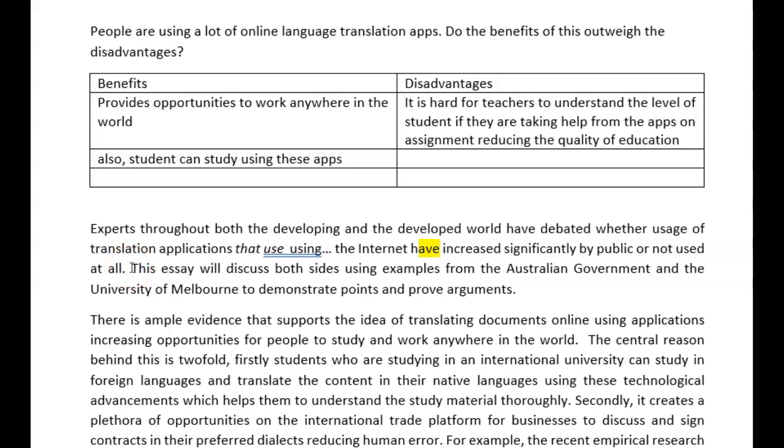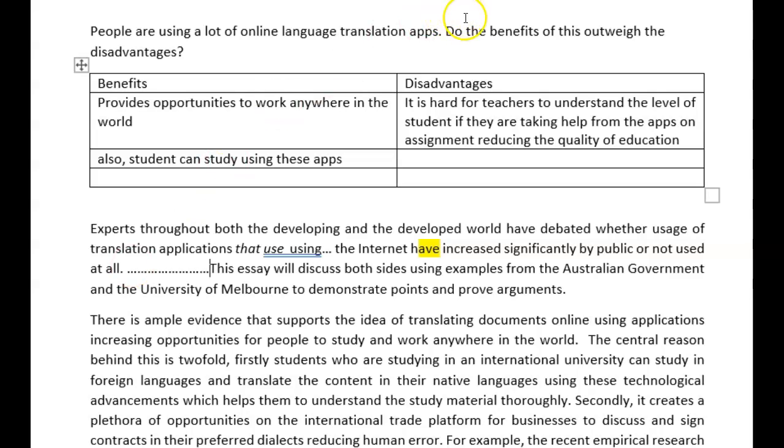Okay, this essay will discuss both sides using examples from the Australian government to present points. Do you want to vaguely talk about which way you're going to say benefits and disadvantages? I think you might need a little bit more in there just to refer back to this, benefits and disadvantages, just in this bit here.